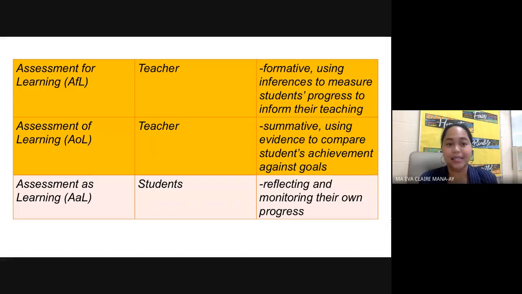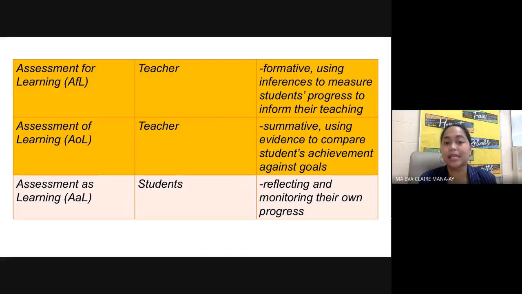As we have discussed last time, assessment for learning and assessment of learning are both done by the teachers. Assessment for learning is formative assessment, and this is used by the teacher to try to adjust the way she teaches. While assessment of learning is summative assessment. This type of assessment is the one that is usually reported, like your summative test, your achievement tests.